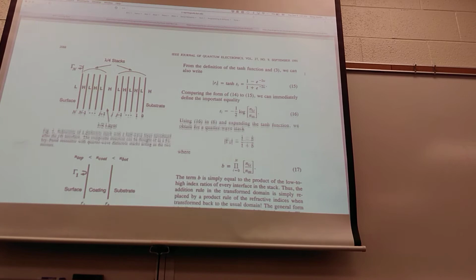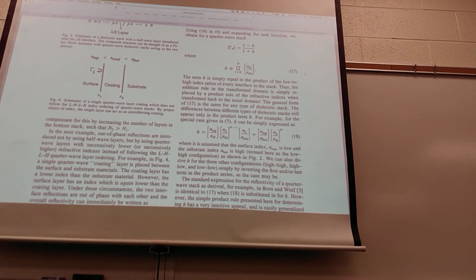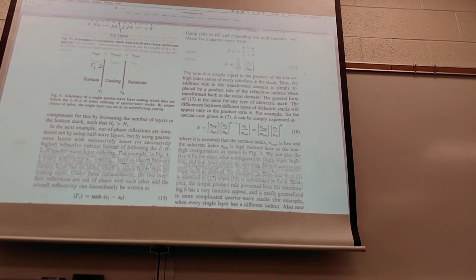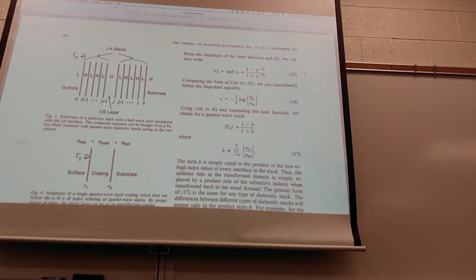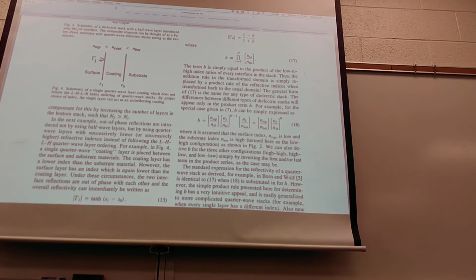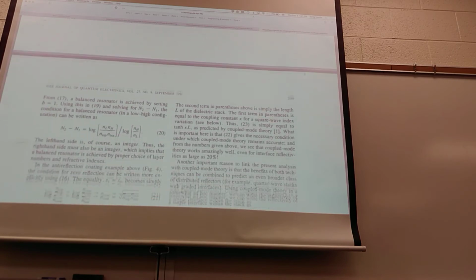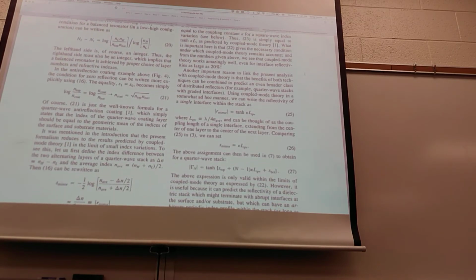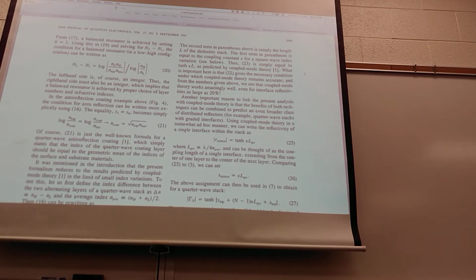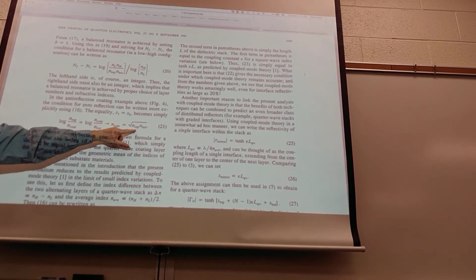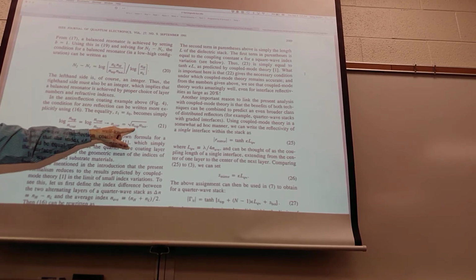Here we have just a single layer coating on a substrate. So now we can get to anti-reflection coatings. Yeah, you can read all this stuff. Okay, so then doing the anti-reflection coating, we end up with, oh gee, the coating refractive index should be the square root of the product of the two other refractive indices.